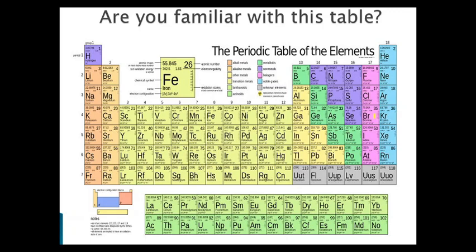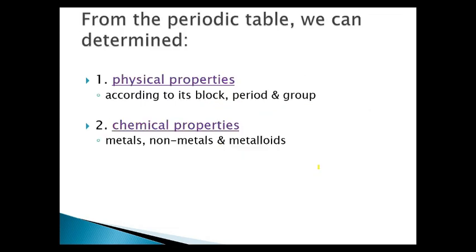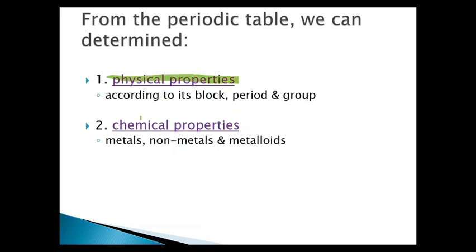Okay, so you're already familiar with this powerful table. So what is the importance of periodic table? So in periodic table, elements are classed according to its arrangement of electrons. Hence, it is convenient for us chemists to predict the chemical and physical properties of elements based on their position. Hence, we could determine the physical properties and the chemical properties, which is either the element exists as metal, non-metals, and metalloids.